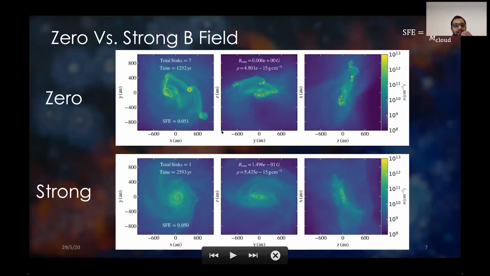And you can see by the time we stop our simulations, there are already 7 stars that have formed from one primordial cloud when you do not have any magnetic fields. Whereas if you do have a magnetic field, you can see that only 1 star forms for the entirety of the simulation. So this example tells us that magnetic fields can really suppress fragmentation in primordial clouds, and that can lead to a suppression of the formation of more stars, in particular low mass first stars.